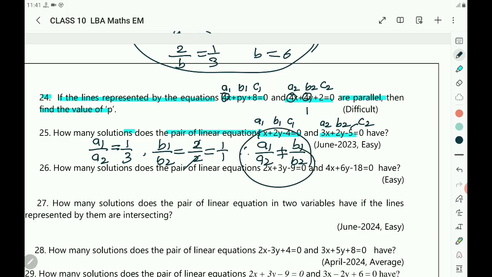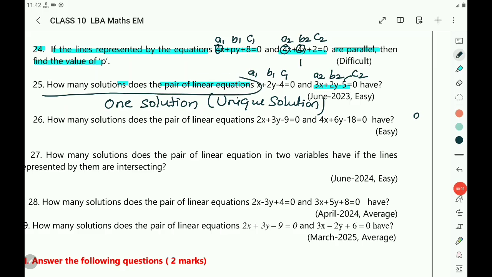If a1 by a2 is not equal to b1 by b2, how many solutions are there? One solution. Or you can write unique solution. How many solutions does the given pair of linear equations in two variables have? Only one solution. Next, question number 26.